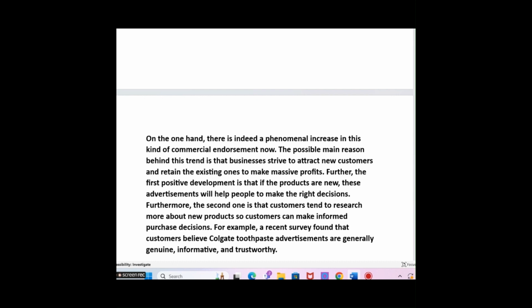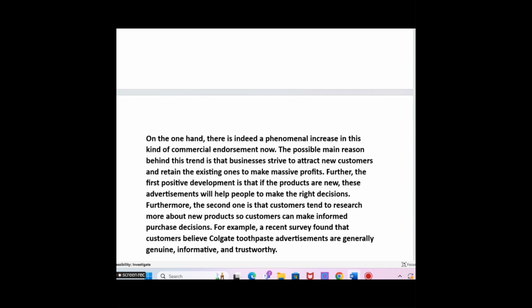Furthermore, the second one is that we are giving a second development. Customers tend to research, a natural behavior. Customers tend to research more about new products, so customers can make informed purchase decisions. So this is the second positive development. For example, we are giving an example.